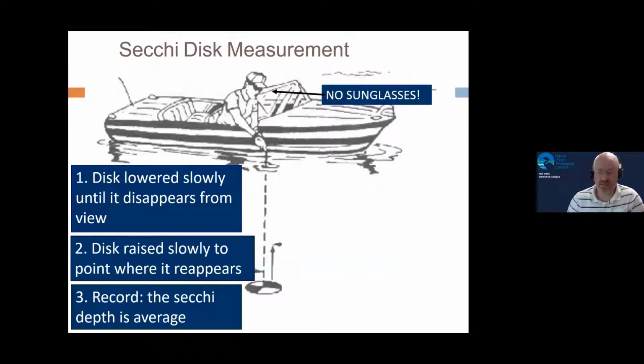You're lowering it slowly until it disappears from view. You're raising it up till it reappears, and you're taking the average. You add the two together and you divide by 2. That's the average. And for whatever reason, every time we get a picture of anyone doing Secchi, they're always using their sunglasses, but you're not supposed to use sunglasses, because that's going to affect the visibility, of course. So you want to use your naked eyes always to do Secchi depth.